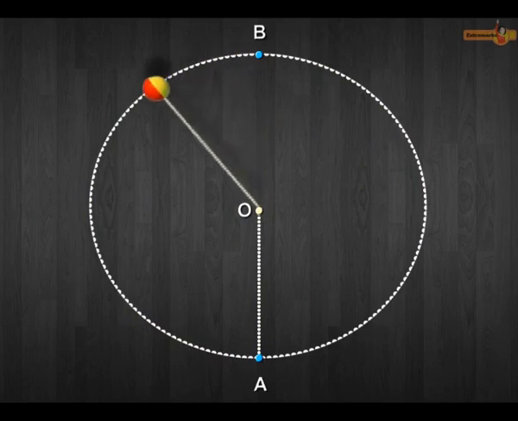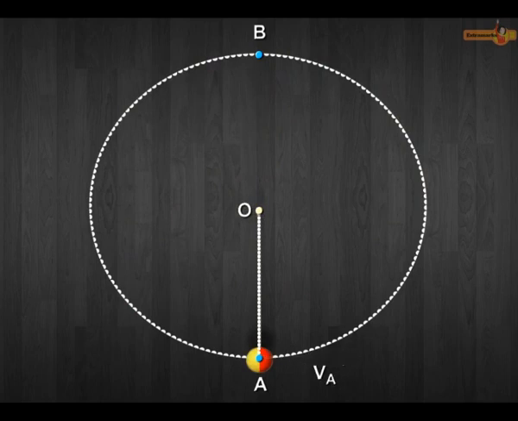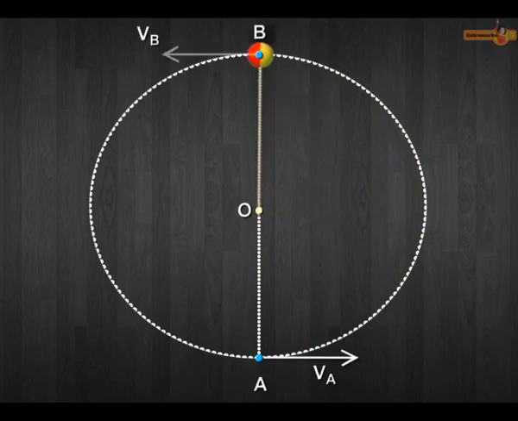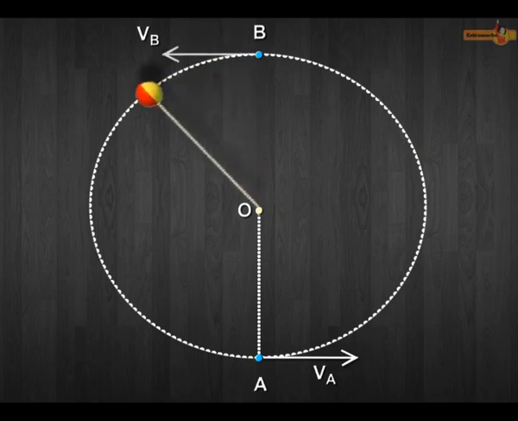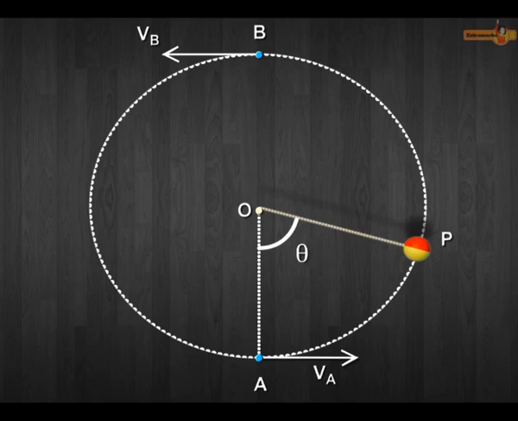To understand this motion, let us assume the velocity of the object at lowest point A be VA and velocity at the highest point B be VB. Let at a particular point P, its angular displacement be theta, and let velocity at this point be V. The direction of velocity at P will be tangentially outward.